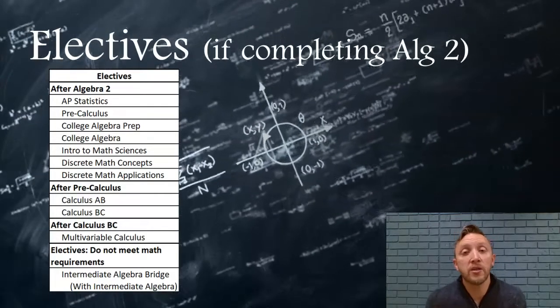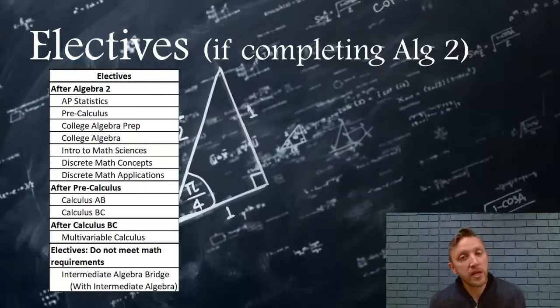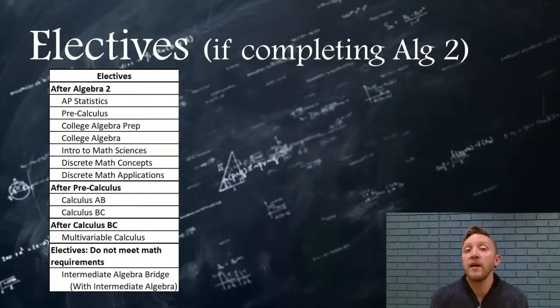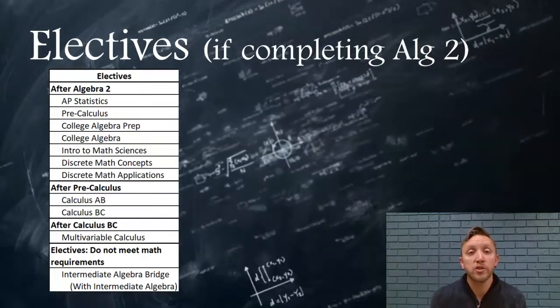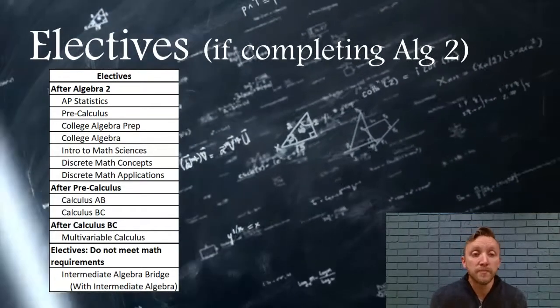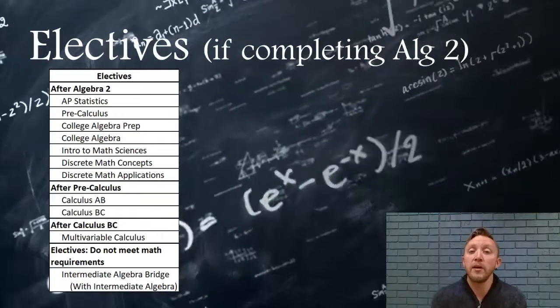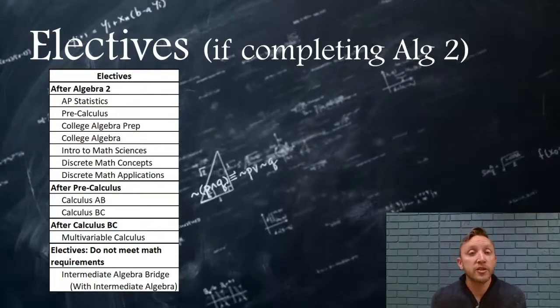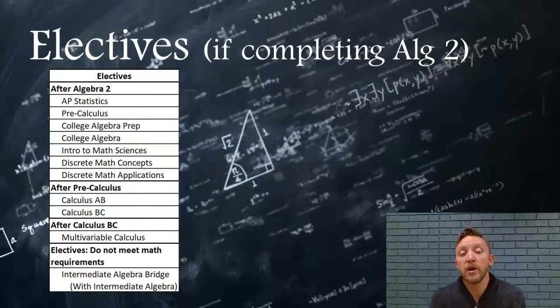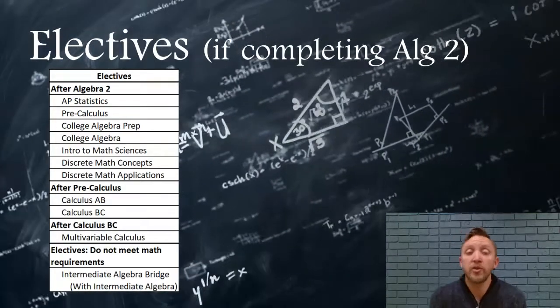Now, maybe they're currently in Algebra 2 and struggling a little bit. Well, there's a couple of options. If they're struggling badly enough, maybe it's not a bad idea to have them take Algebra 2 again. There's no shame in that. There's no problem with that. They could take Algebra 2 again here at the high school. Otherwise, maybe they'll want to take a college algebra class, or college algebra prep would be another good option.